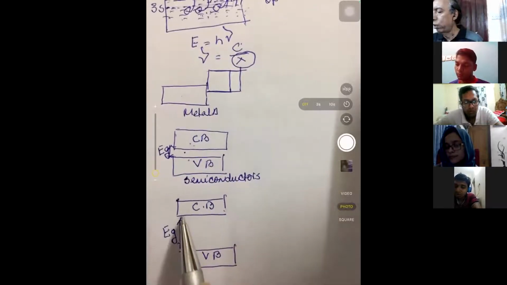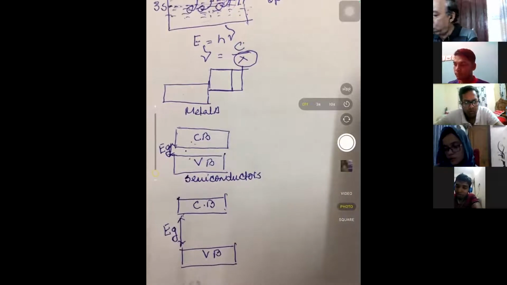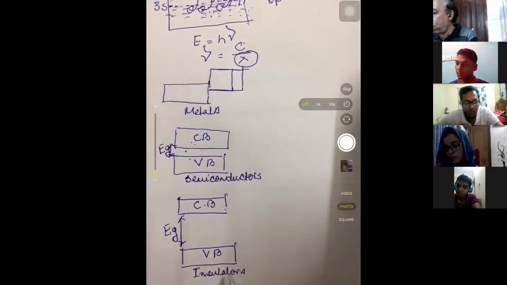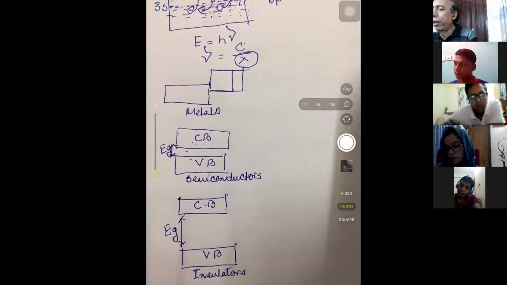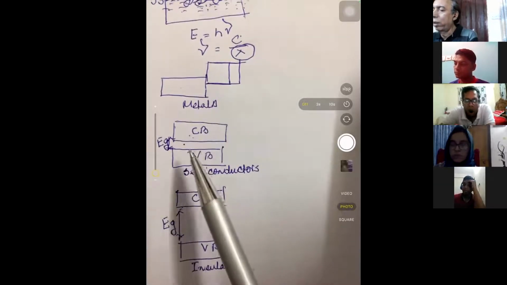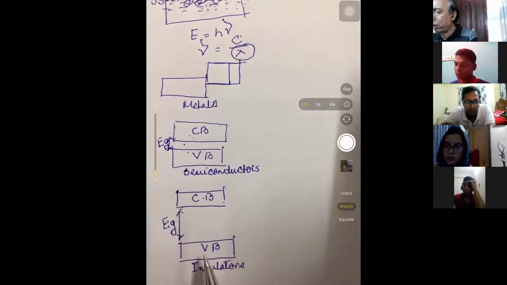And if this band gap is large, then it is called insulators. So in metals, the band gap is like that. In semiconductors, the band gap is like that. And in insulators, the band gap is like that.